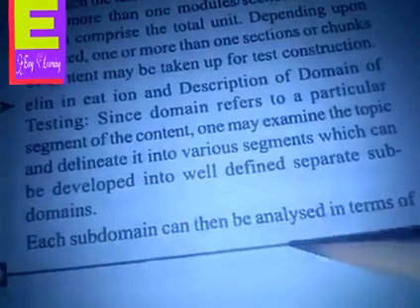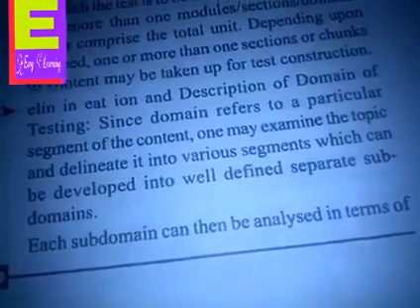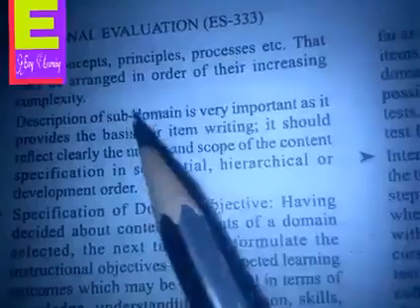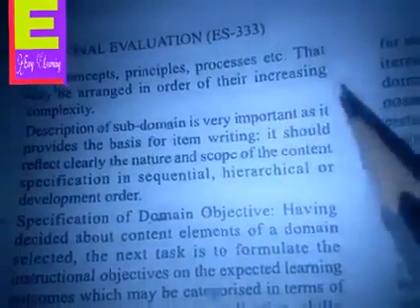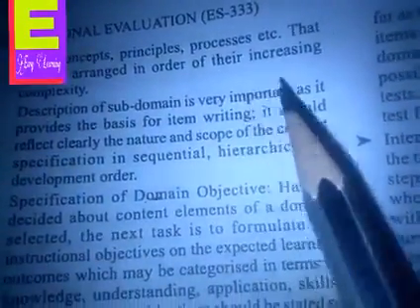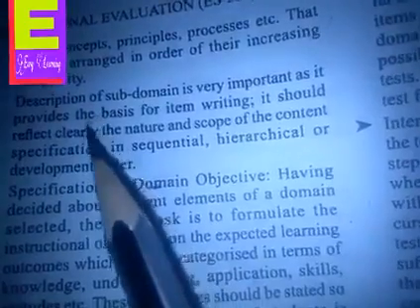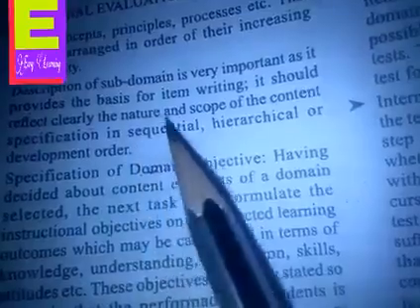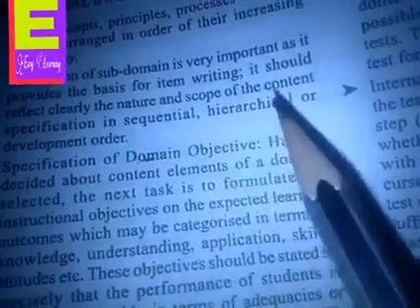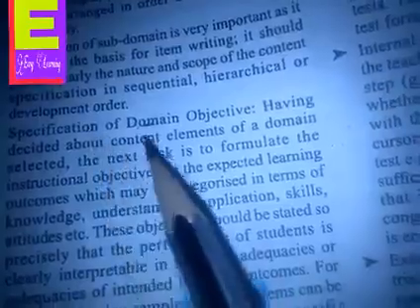Each subdomain can then be analyzed in terms of facts, concepts, principles, processes, etc. that may be arranged in order of their increasing complexity. Description of subdomain is very important as it provides the basis for item writing. It should reflect clearly the nature and scope of the content, specifications in sequential, hierarchical, or development order.